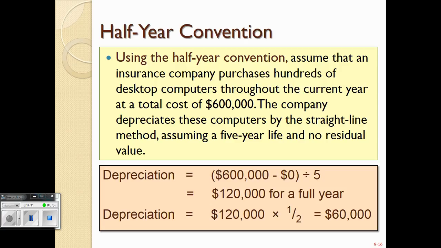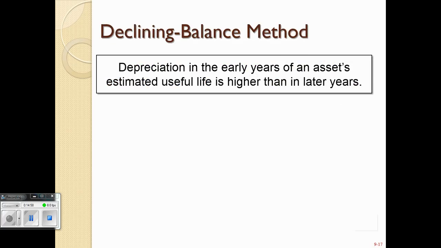They're going to depreciate it by straight line. There's no residual value. So notice what they did. They took $600,000, subtracted the zero residual value, divided it by the 5 years they're going to be useful. So they have $120,000 in depreciation per year. Because they're using the half-year convention, how much depreciation are they going to get in the first year? They're going to get 60 grand.